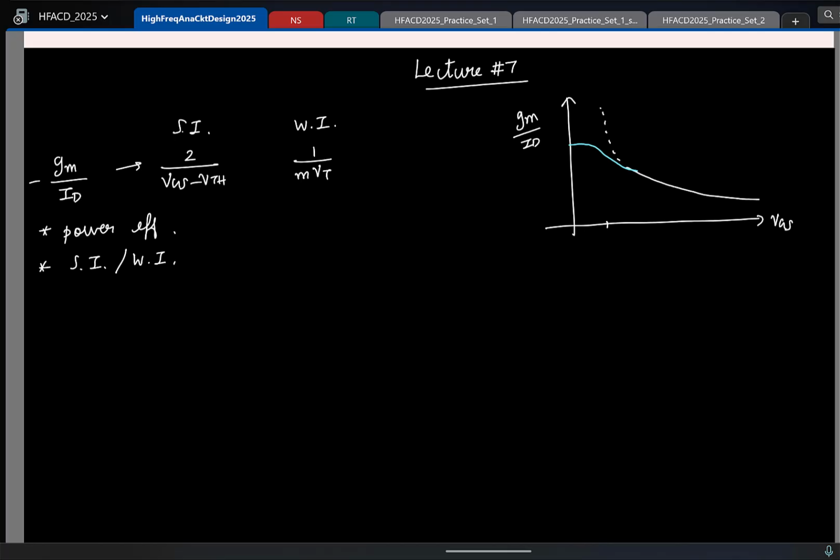Now the second metric is the intrinsic gain, which is gm ro. If the transistor is in saturation, what is the value of ro in terms of the bias current? 1 by lambda ID. So I write this as gm by ID times 1 by lambda. Once again you see this metric also gives you information about the intrinsic gain of the transistor.